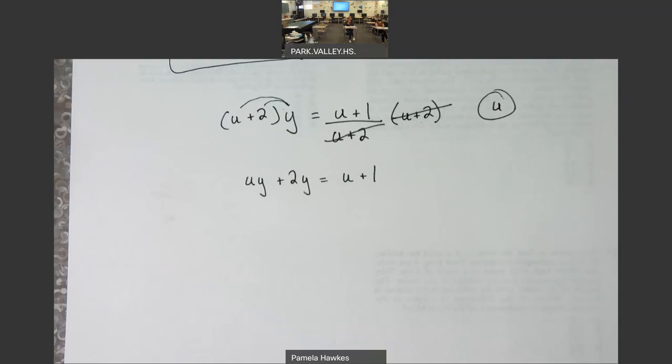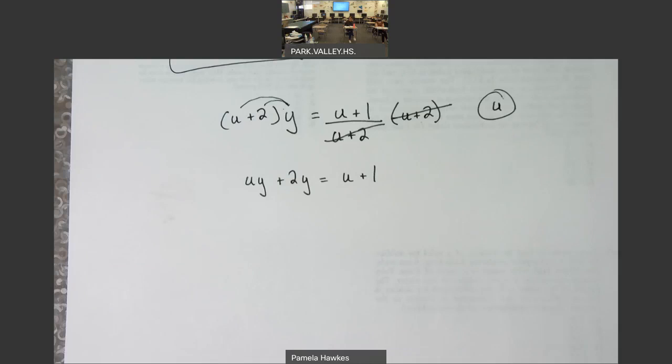Here's the tricky part, right? How many u's are up there? 2. Do I want 2 u's? Okay, so we're going for u's. I have 2 of them. They're on opposite sides. What do I do? I heard somebody say, put them on the same side. How do I put them on the same side?